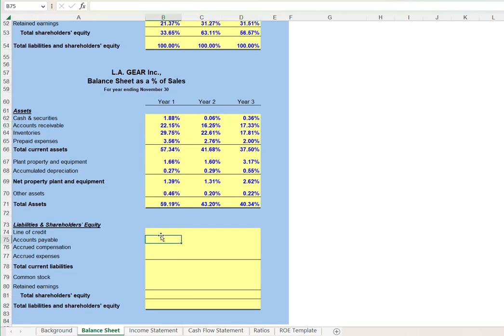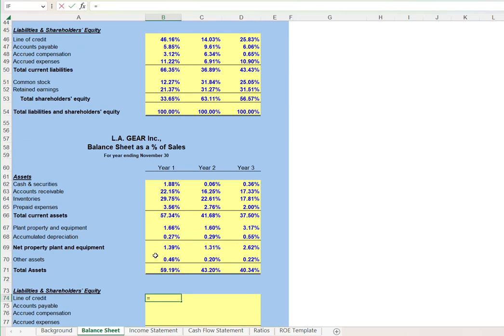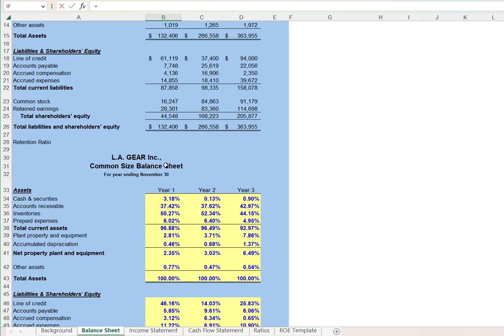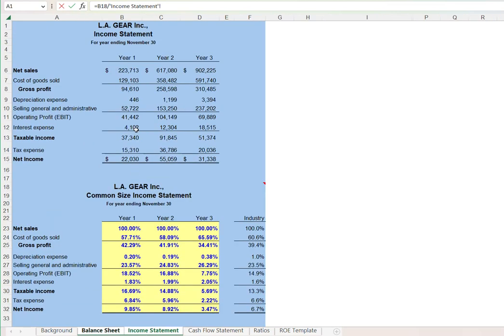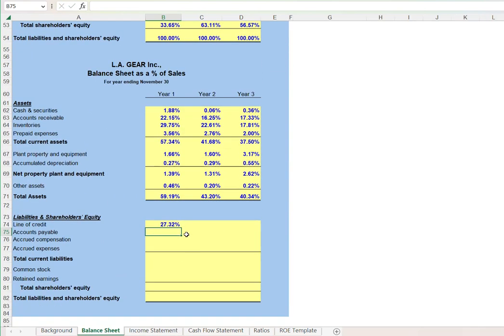And of course, we'll do the same calculations with our liabilities and equity. We take the balance sheet item for year one, line of credit, divide it by total sales in year one. And again, we are anchoring that with the dollar sign in front of the 6 because we're always wanting to come back to row 6. And again, I've got a formula that I can copy down and across.